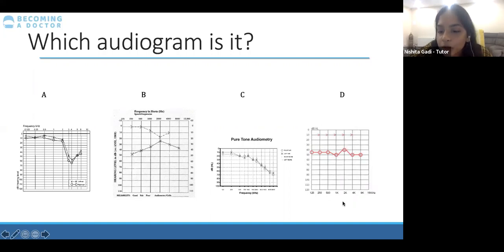How do you know which is air and which is bone? The air line will usually always be X's or O's. The bone line will have brackets. This can either be square brackets, or here, strangely, brackets like this. So that's a bone line. Here you have an air-bone gap, and that's why you know it's conductive hearing loss, because there's a discrepancy between air and bone conduction.